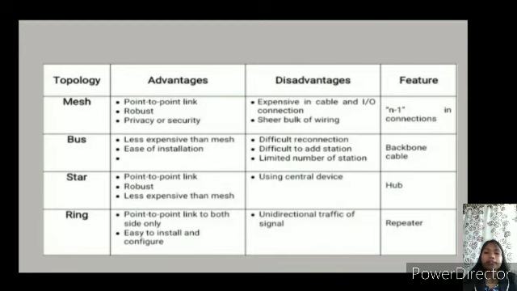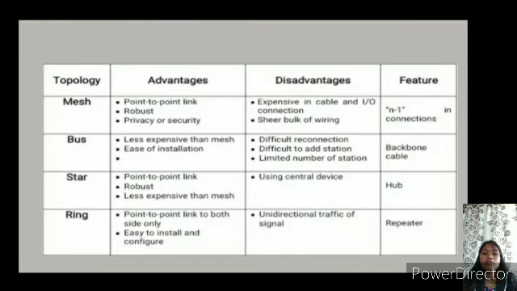Then, the mesh topology advantages are point-to-point link, robust, and privacy or security. Then we have the disadvantages of mesh topology. It is expensive in cable, and one or zero connection, and sheer lack of wiring. And the feature of mesh topology is n(n-1)/2 connections.